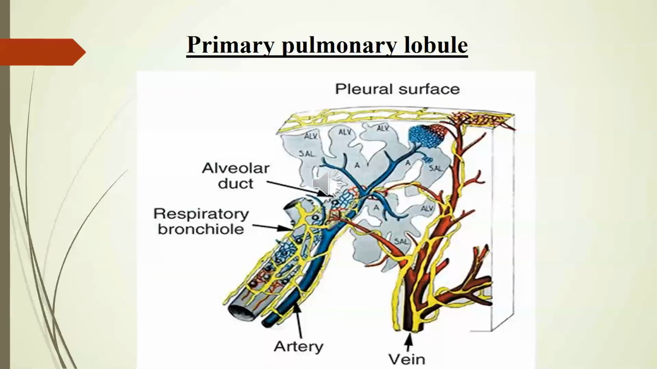Here is a diagrammatic illustration of the primary pulmonary lobule. Here is the alveolar duct, alveolar sac, alveoli, and we can also notice the blood supply for the primary pulmonary lobule in the form of pulmonary artery and pulmonary vein, and it is also connected with the lymphatic drainage and the lymph node of the pulmonary lobule.